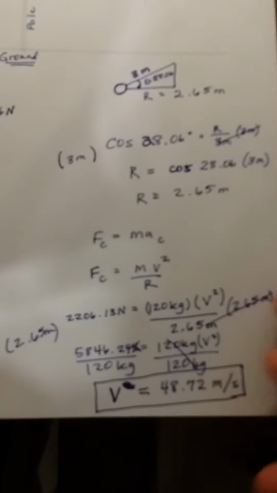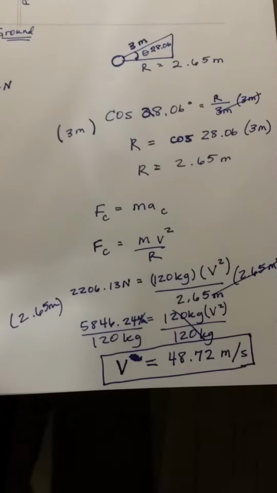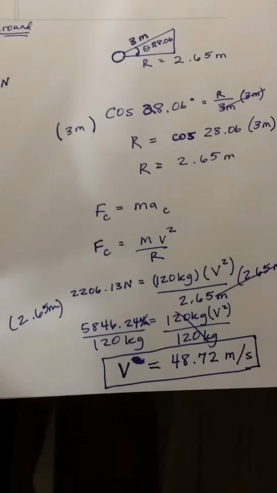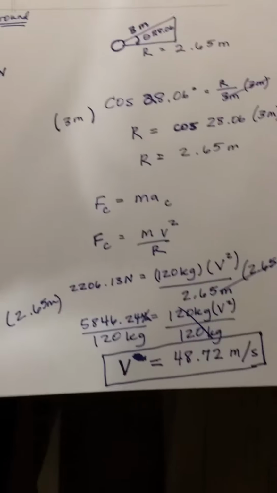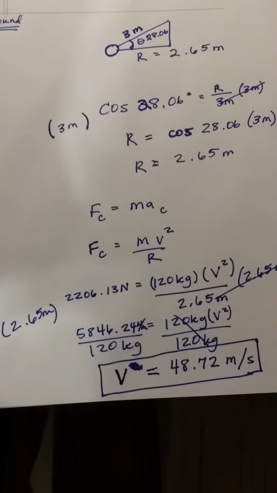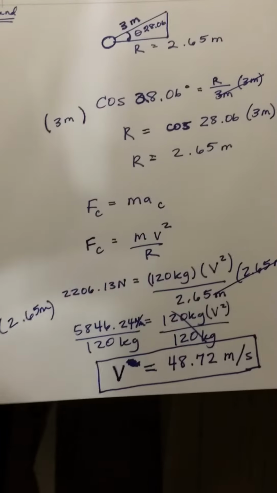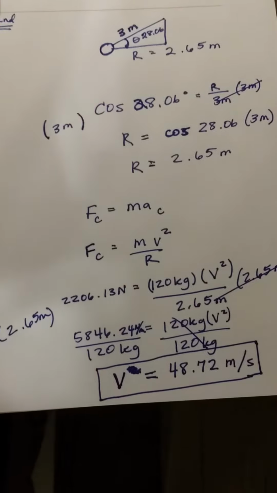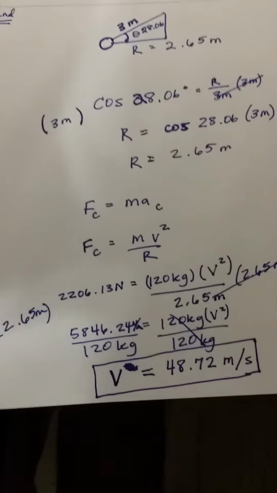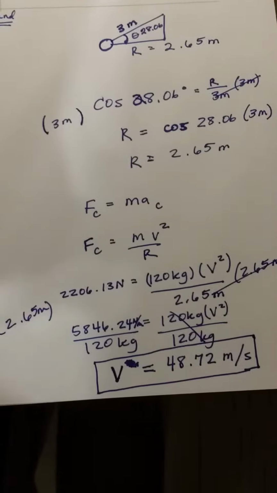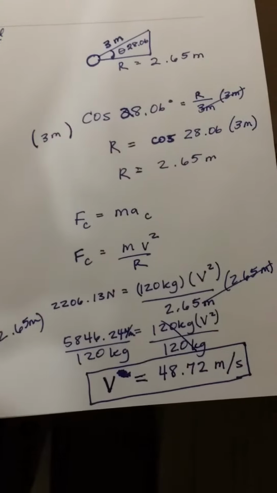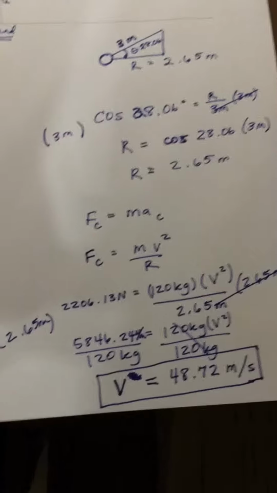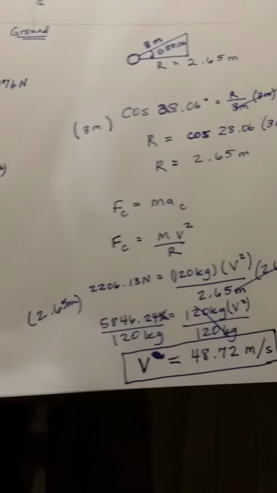Then we use that to figure out the distance the Ewok is from the pole, which we can later use to figure out the velocity. So we do cosine of 28.06 degrees equals r, the radius of the Ewok from the pole, over 3 meters, which is the cord length. We come up with r equals 2.65 meters, which we can then use to find our velocity.